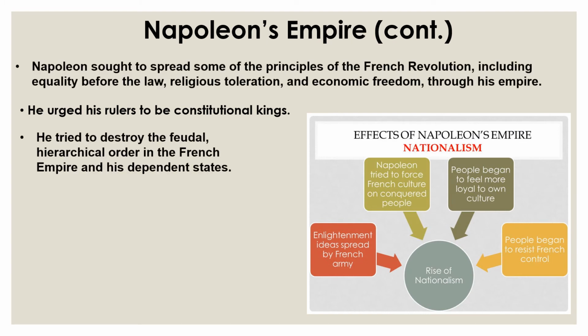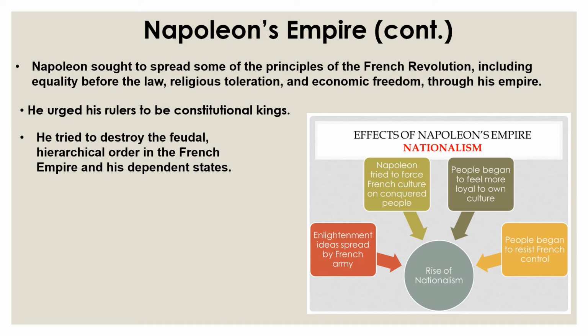Napoleon sought to spread some of the principles of the French Revolution to these areas that he now has control over, including equality before the law, religious toleration, and economic freedom. This is one way that we see Napoleon's influence will continue on long after his death throughout Europe. These things, equality before the law, religious toleration, and economic freedom, will ultimately foster nationalism and also foster the desire to keep these changes in place once France loses control of these territories and they are returned to their previous rulers.